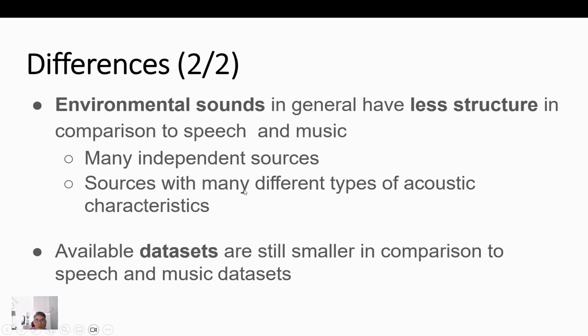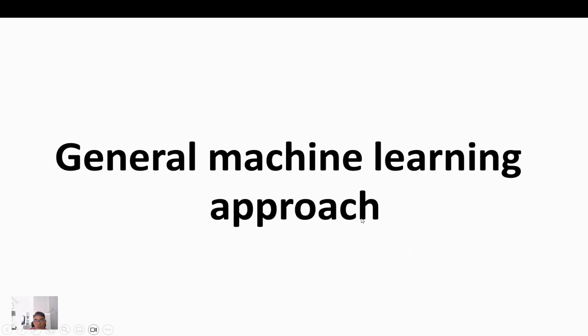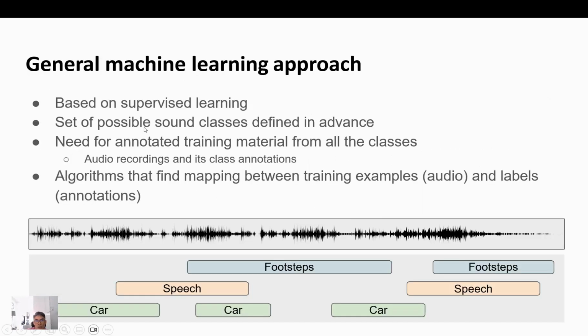Okay, so for speech, there are entire areas that we can look into. Also in terms of music, we can look into that as well. For a general machine learning approach based on supervised learning, the set of possible sound classes is defined in advance. So we need annotated training material from all classes because we are looking at supervised learning. And we have this algorithm, for example, given a sound or wave file, we can detect the footstep, its start and end, followed by speech and the car.